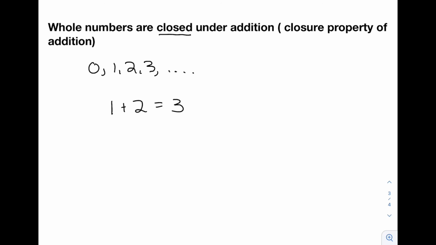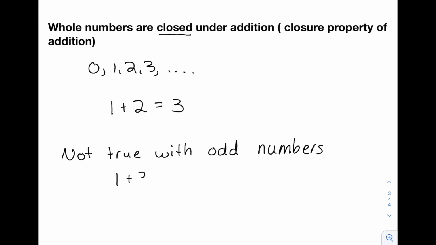That's not true of any set of numbers. So this is not true of odd numbers. In other words, if I add two odd numbers, I don't get an odd number. So odd numbers are not closed under addition because adding two odd numbers doesn't give you an odd number. Whole numbers are closed. Adding two whole numbers will give you a whole number.